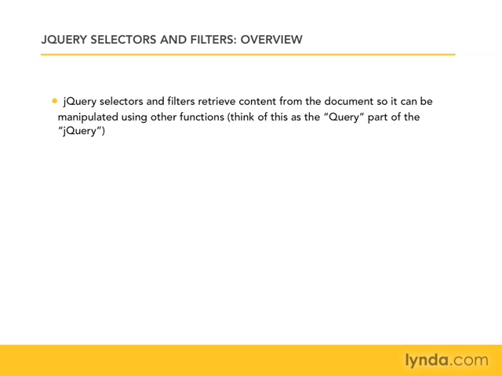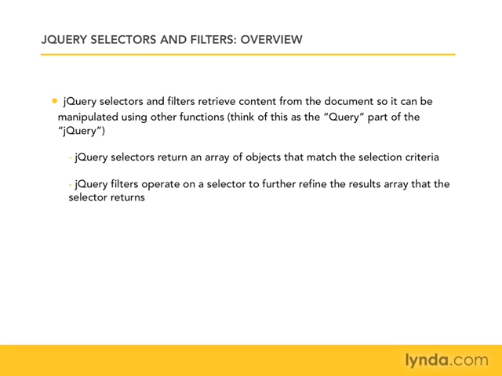Now, the way these work is that jQuery selectors will return an array of objects that match the selection criteria that you give them. And the filters will operate on a selector to further refine the results array that the selector returns. So essentially, you use a selector, and that will create an array of objects or elements that are in the document, and the filters will then further refine that.